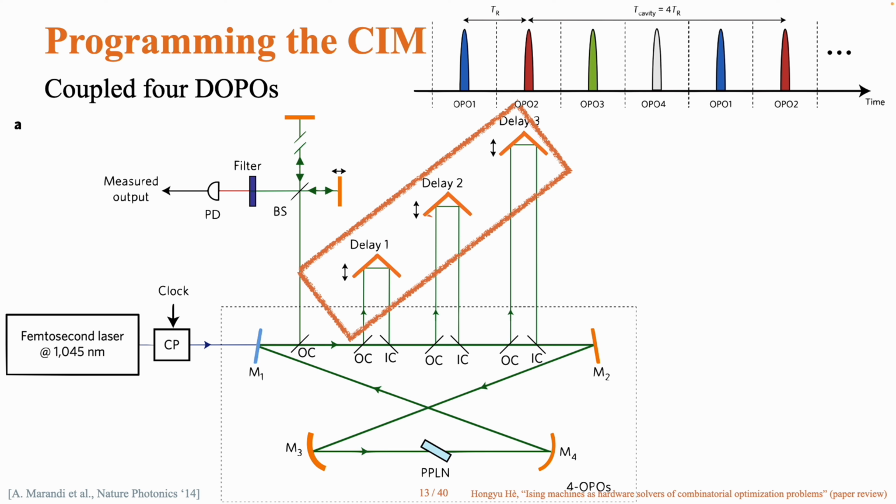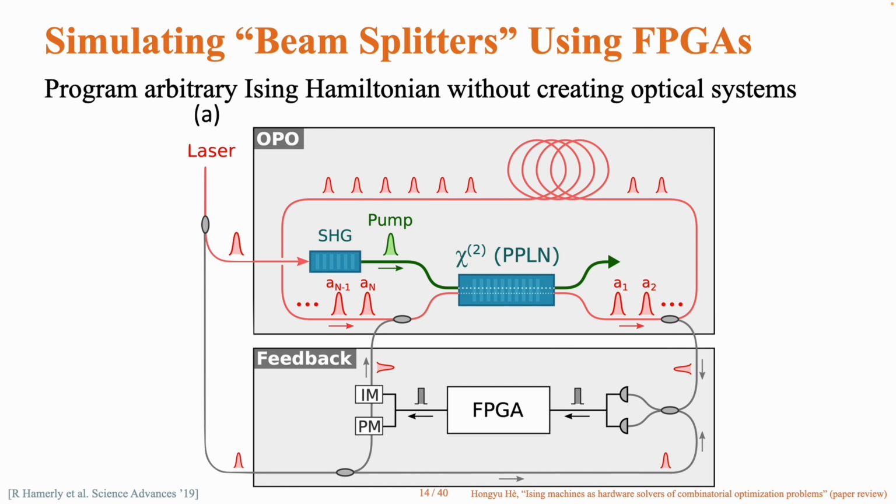And I was wondering, this is a relatively toy example, and in digital solvers we have hundreds of variables, so how do we do that? In fact, I think the same group also developed something called simulated beam splitters. So instead of introducing 100 delay lines, they are just using FPGAs to simulate what would have happened if we were to have this feedback loop. But I didn't really get into this one.